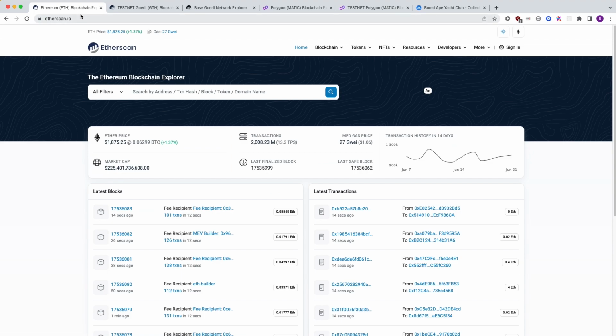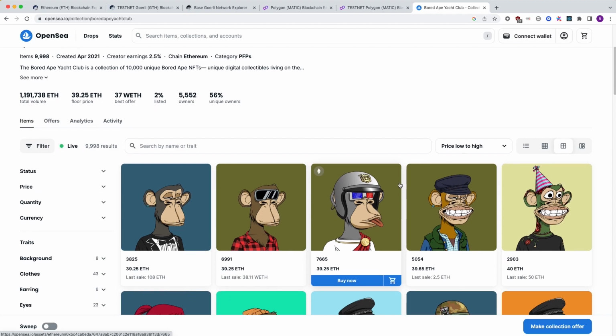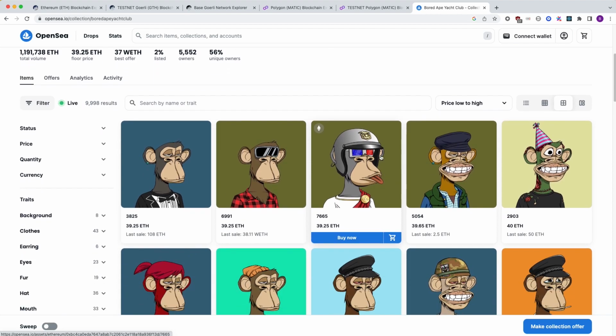One of the more interesting things that you can do with Etherscan is use it to interact with your contracts or even other people's. For example, the popular Bored Ape Yacht Club collection of NFTs is deployed on mainnet, and you can see a marketplace for those NFTs on OpenSea, but you can also find them on Etherscan and look at the contract itself.